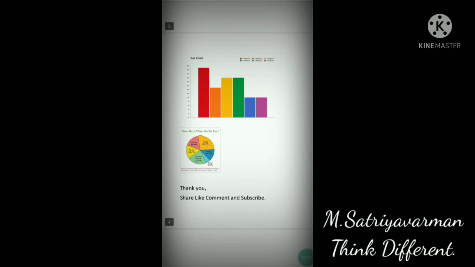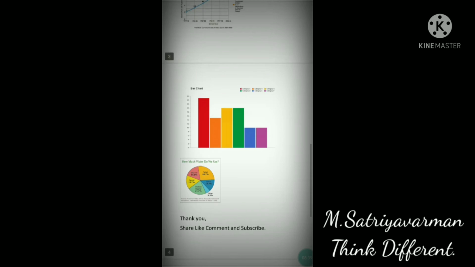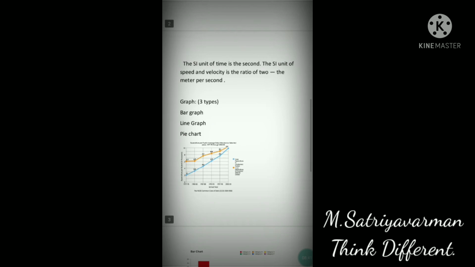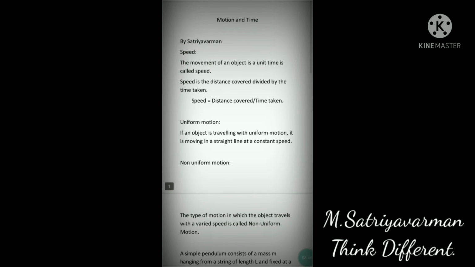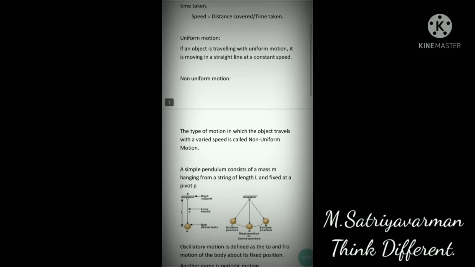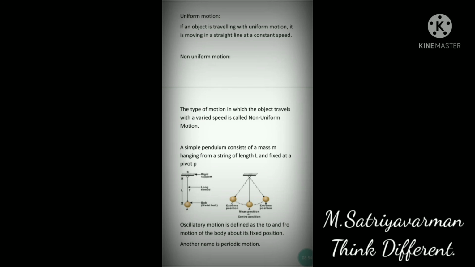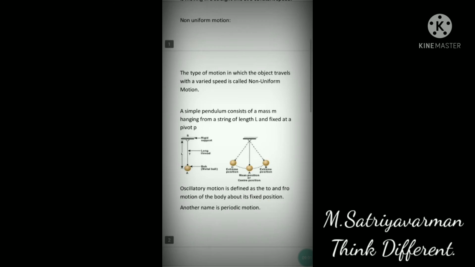That's all for today. Once again I'll repeat what we have done today. First we saw about speed. The equation of speed is equal to distance covered divided by time taken. Next, two types of motion, and another 4 types of motion we saw; that one I'll explain in the next video. Two types of motion: uniform and non-uniform motion. Next we saw about the simple pendulum setup, an easy setup. I have told you it is a periodic as well as oscillatory motion.